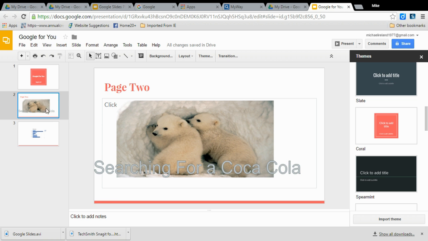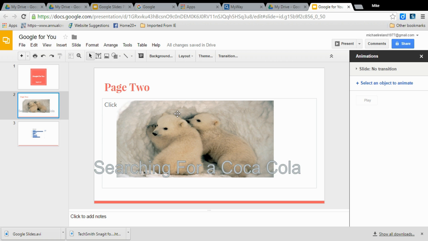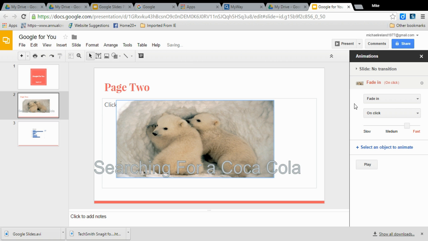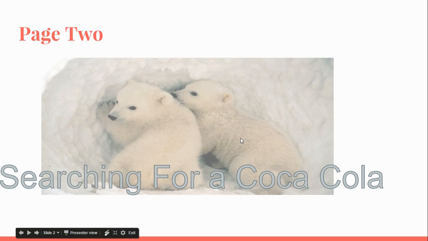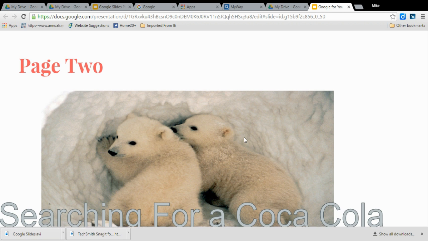Say I want to go back here and I want to create and add an animation to it. Select an object to animate. Fade in on click. And now when I do this presentation, I click once and suddenly I have my cute little polar bears.